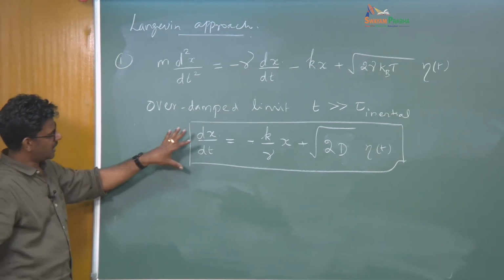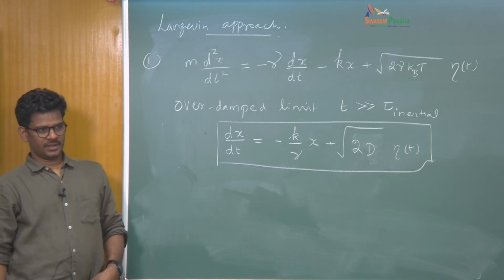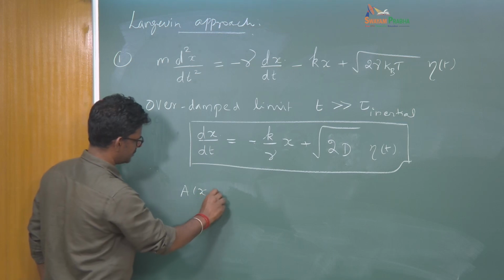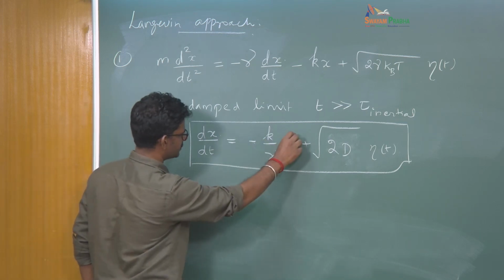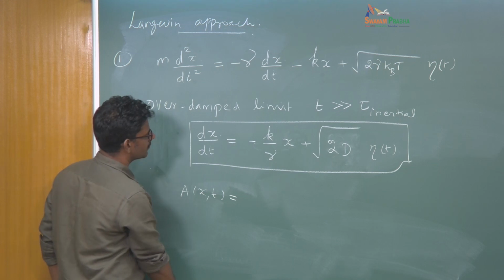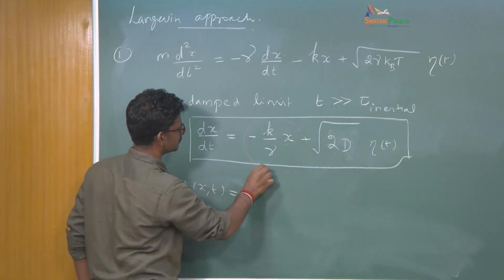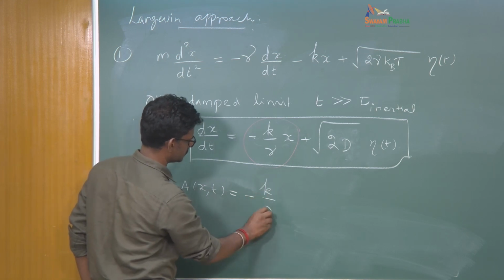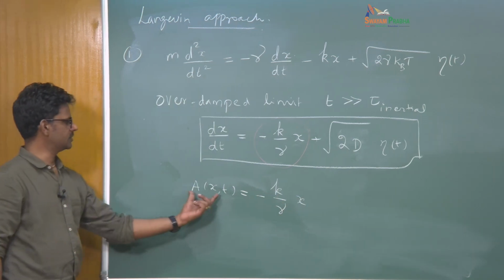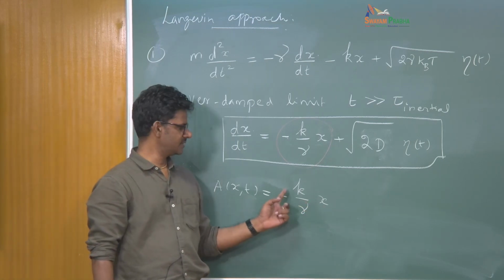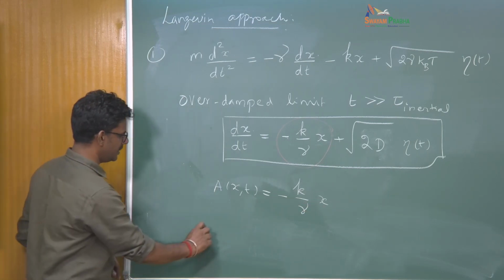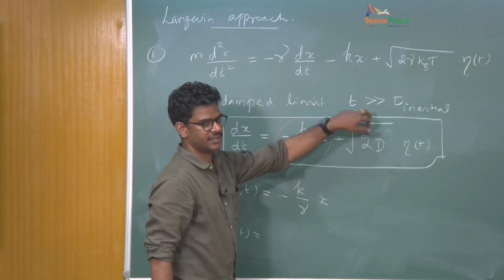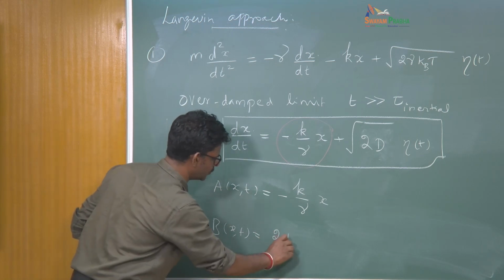So now if you want to cast this problem in terms of a Fokker-Planck equation, this function a of x comma t is given by this term. So this function a is proportional to x with some proportionality constant. Function b is basically whatever is there inside the square root. So that is actually 2D.